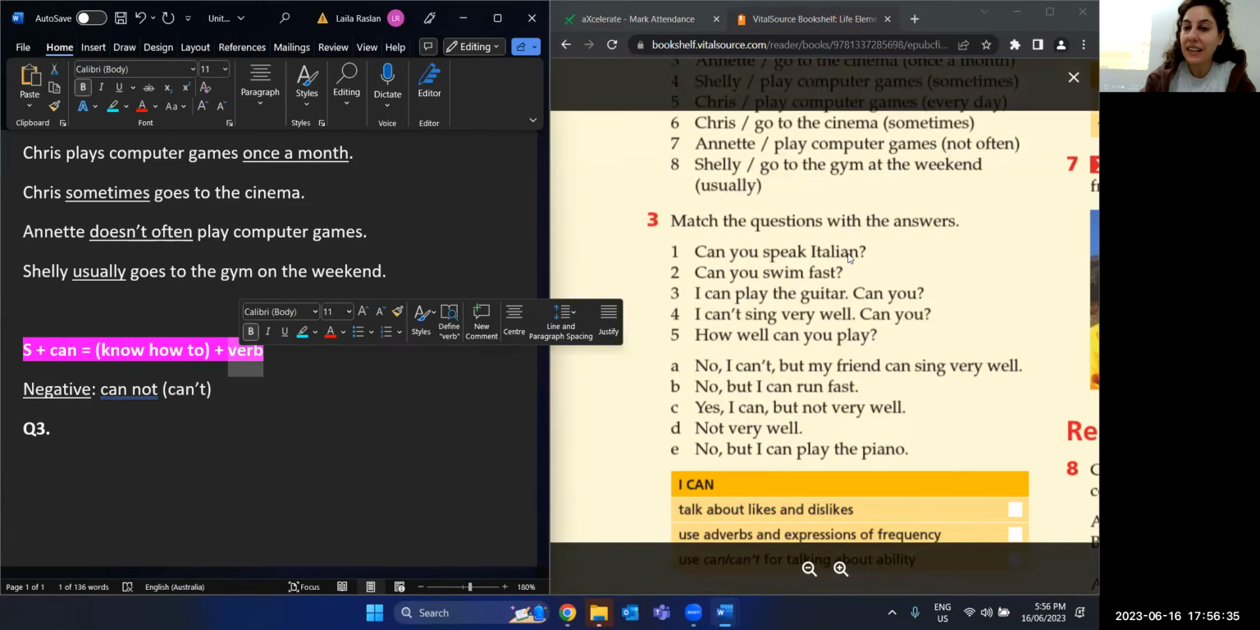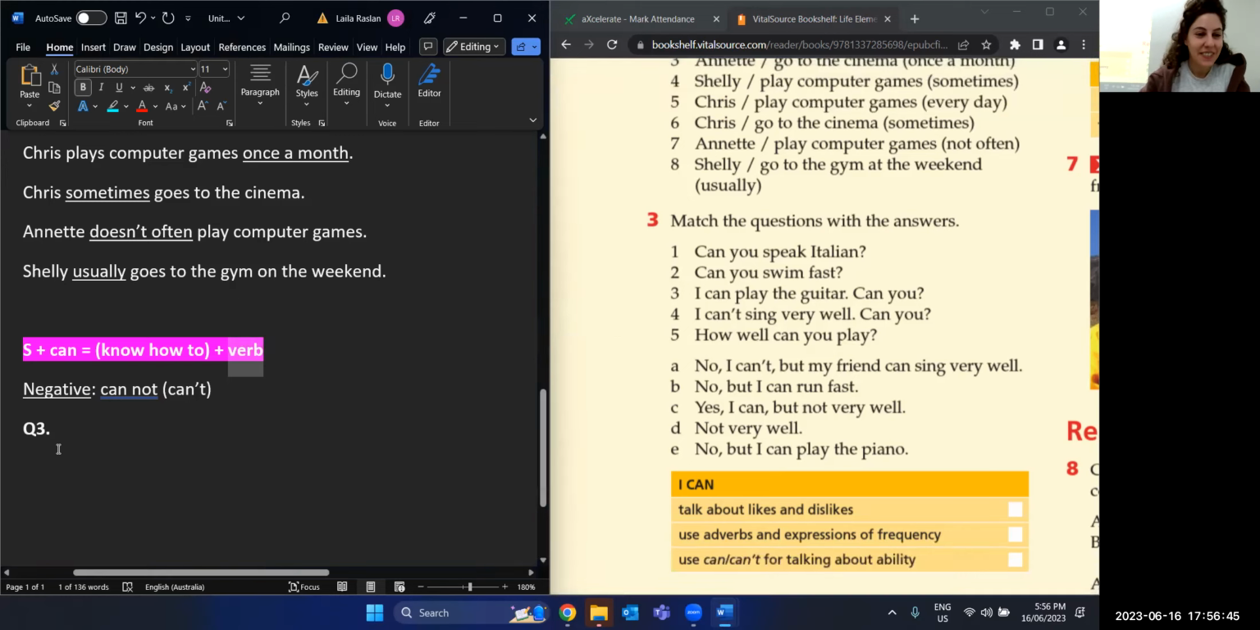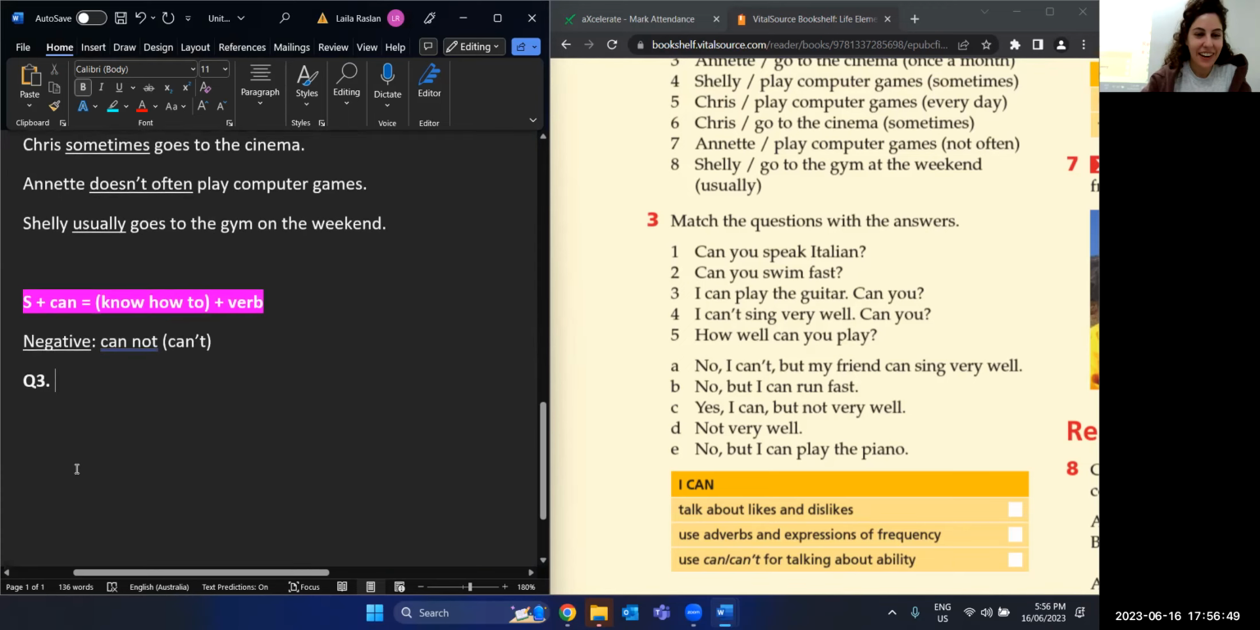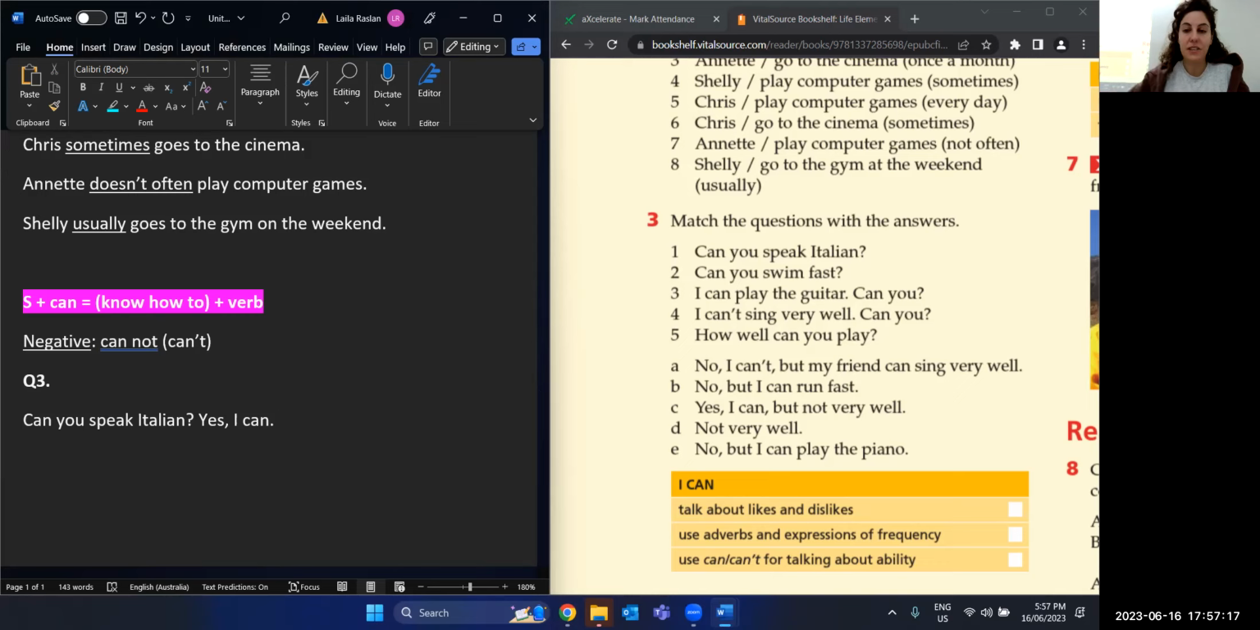So can you speak Italian? Yes, I can, but not very well. So we can write the question. Remember, it starts with a verb. Questions usually start with a verb or with the 6 W's or the how or the do or does. So can you speak Italian? Like, do you know how to? And someone said, yes. That's the answer. Yes, I can. So always say, yes, I can. No, I can't. And then if you want to say more information. So this person said, yes, I can, but not very well.